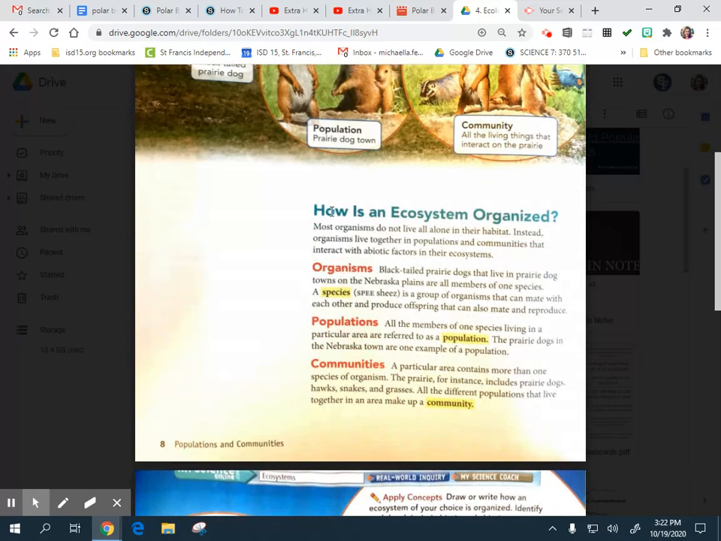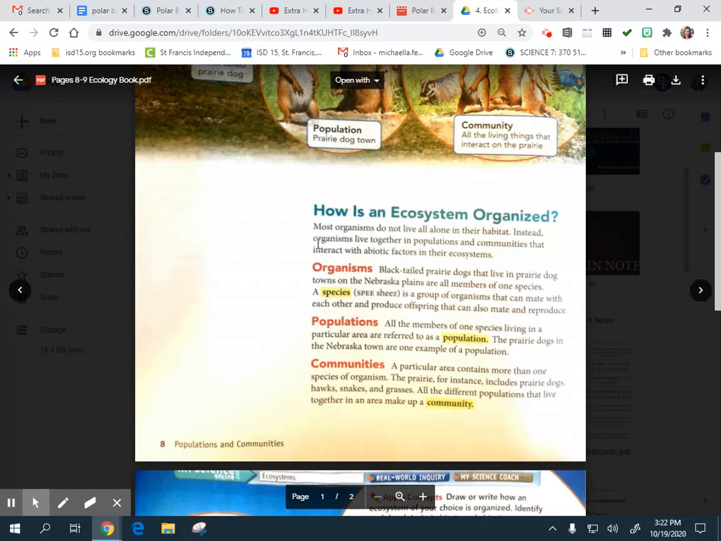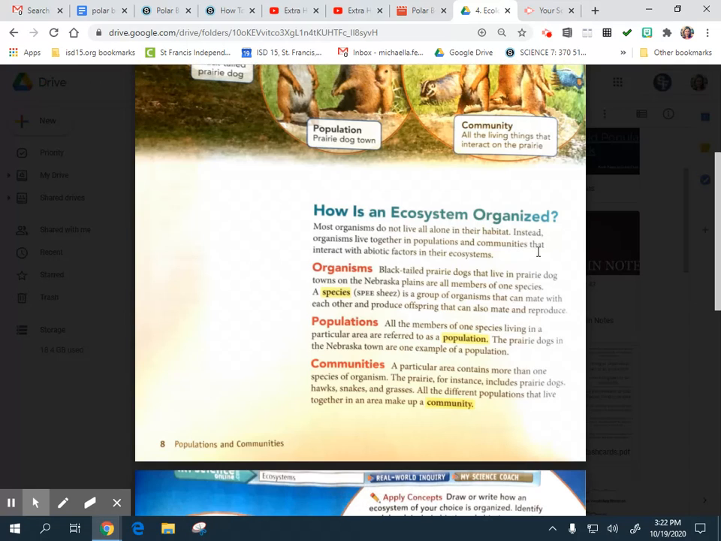So just continuing to read this page, how is an ecosystem organized? Most organisms do not live all alone in their habitat. Instead, organisms live together in populations and communities that interact with abiotic factors in their ecosystems. Organisms. Black-tailed prairie dogs that live in prairie dog towns on the Nebraska plains are all members of one species. A species is a group of organisms that can mate with each other and produce offspring that can also mate and reproduce. So an organism is one that can mate and reproduce.